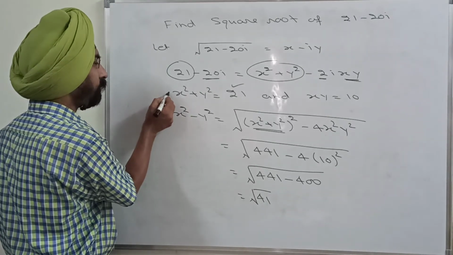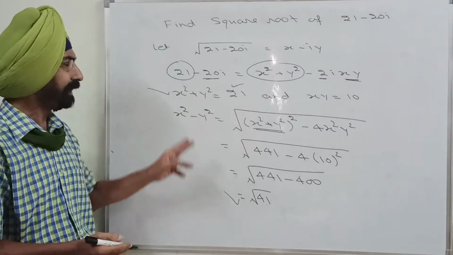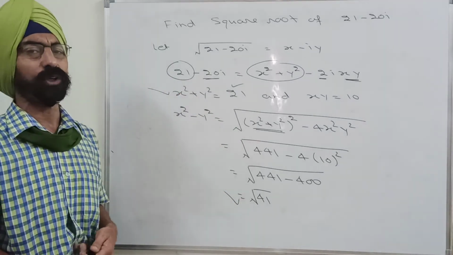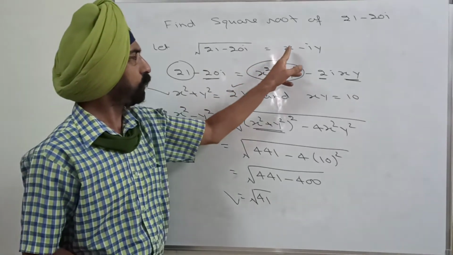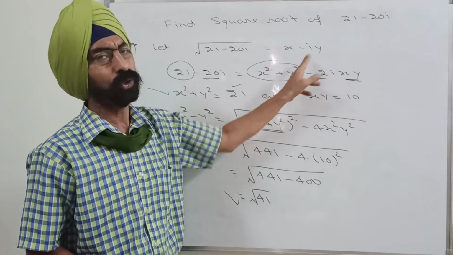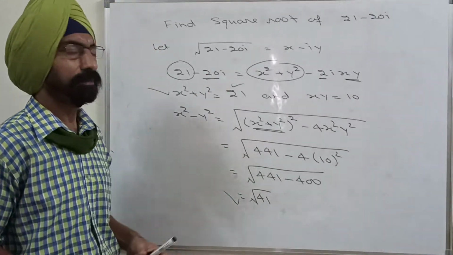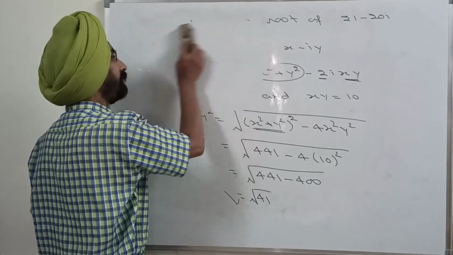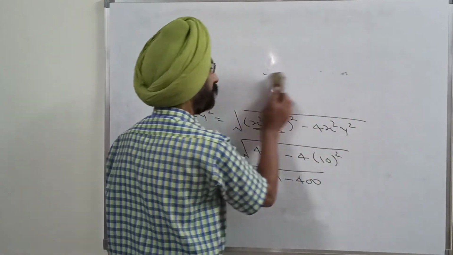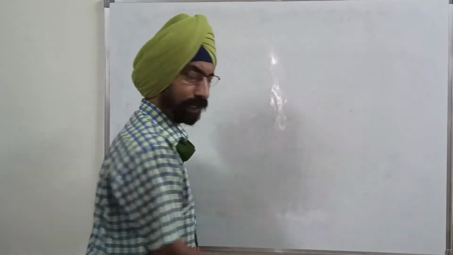Now you know the value of x square plus y square. You know the value of x square minus y square. Adding them, you can get the value of x, and subtracting, you can get the value of y. Substituting the values of x and y here, you can easily find the square root of the given number 21 minus 20 iota. Now I'll consider more questions to make the practice more and more easy.